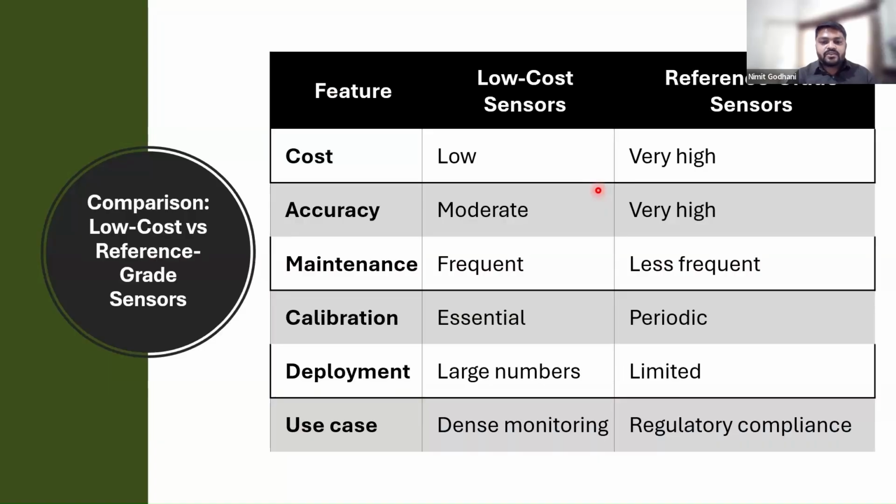In the reference grade monitor, you have to check against the mother instrument about once a year. Calibration is essential in low cost sensors, while in the reference grade monitor periodic calibration is required from year to year or season to season. By deployment, it's a large number. Obviously, with reference grade monitors you don't get this many sensors at a very low price. So that is the limitation of the reference grade monitors.